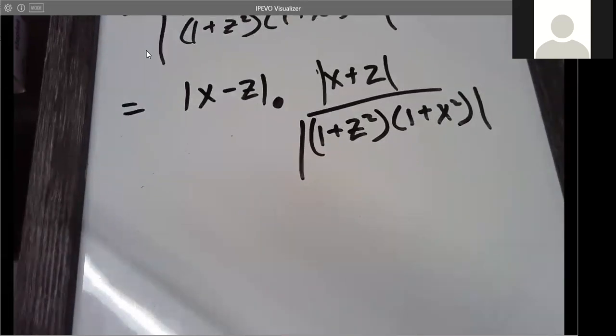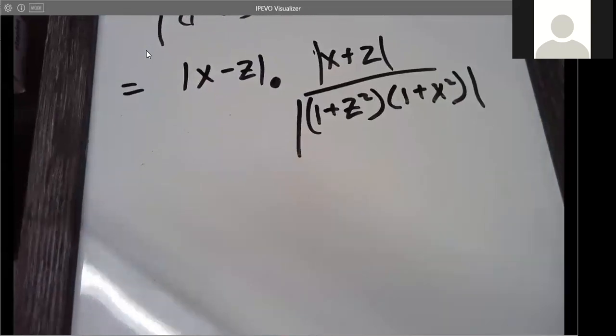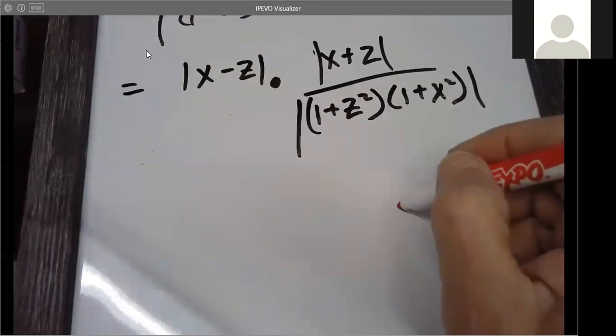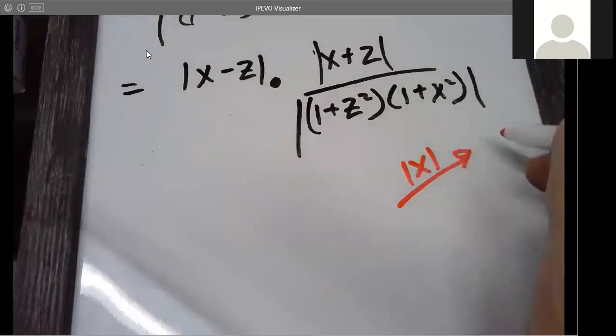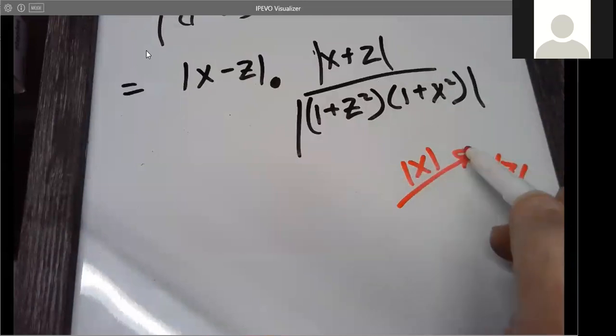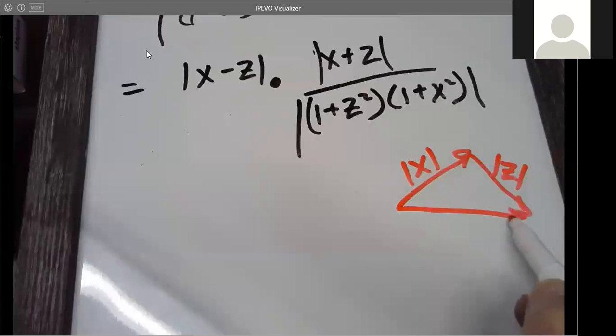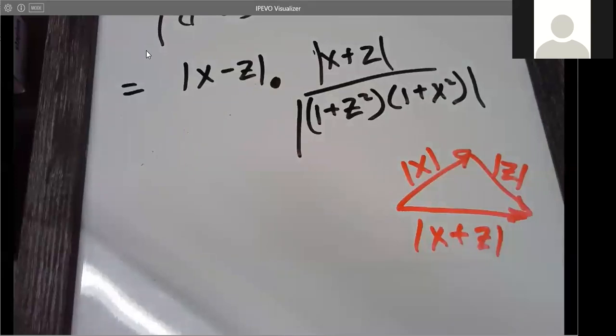Okay, now I'd mentioned the triangle inequality. Let's look at this for a minute. Here we have one vector, we'll call that vector x. And we have another vector here, we'll call that vector z. So the magnitude of vector x and the magnitude of vector z together give us the magnitude of x plus z. Okay, does that make sense so far?